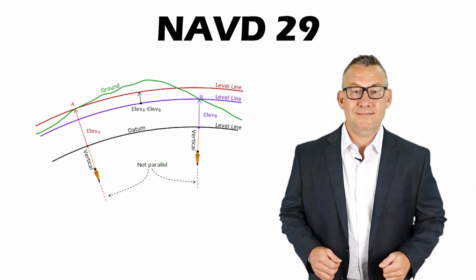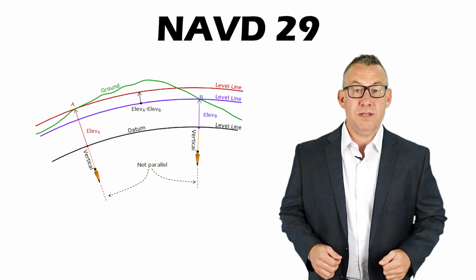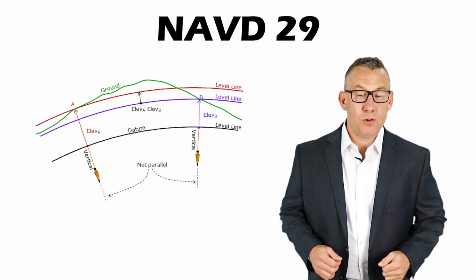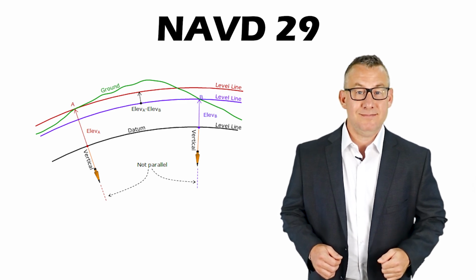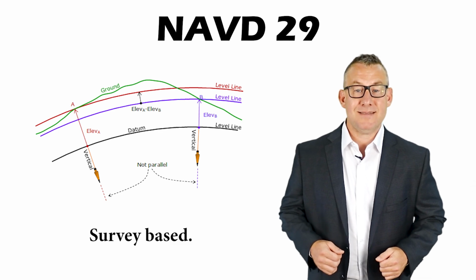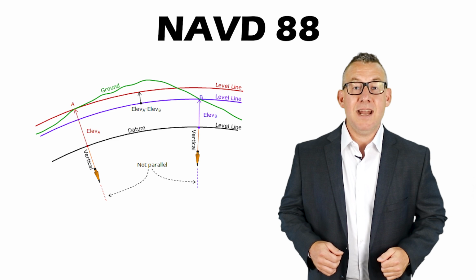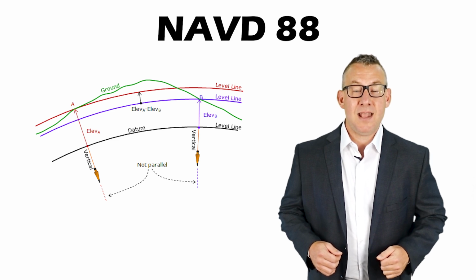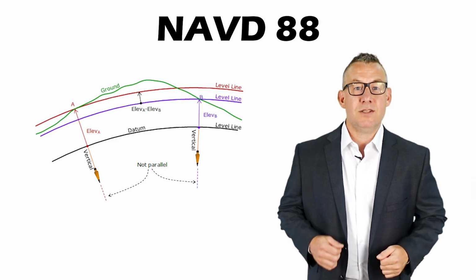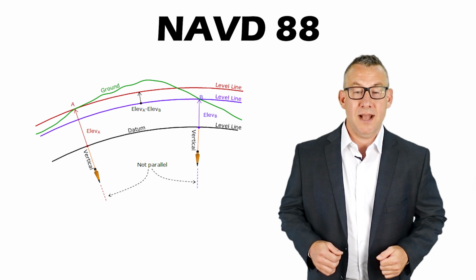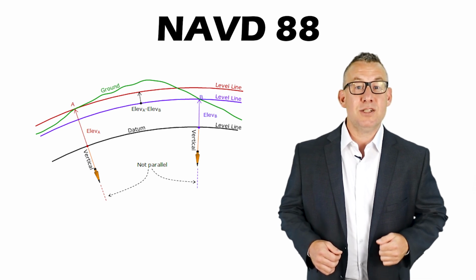NAVD 29. NAVD 29 is the North American vertical datum of 1929. It is survey-based. NAVD 88. NAVD 88 is the North American vertical datum of 1988. It is gravity-based.